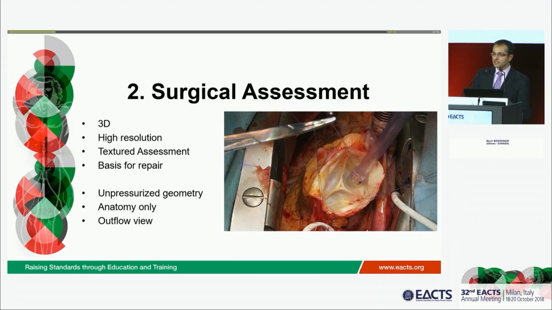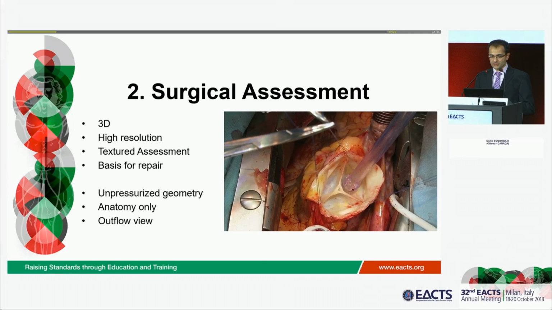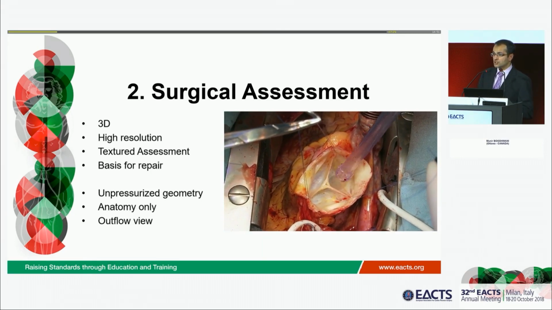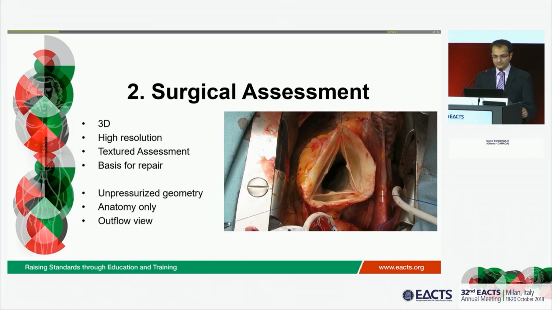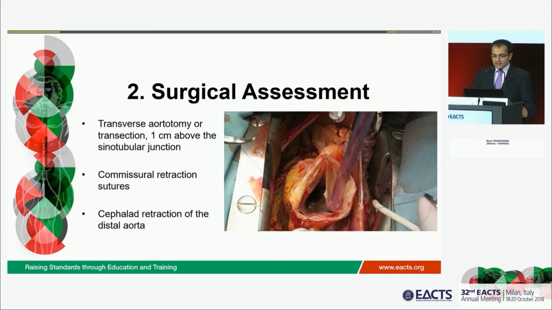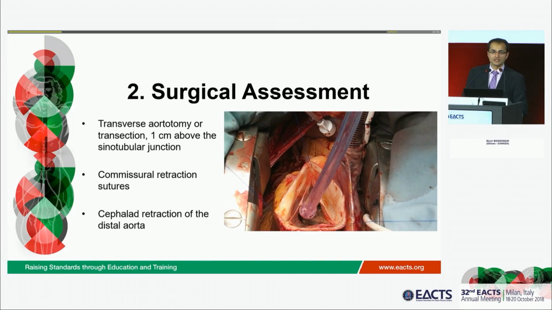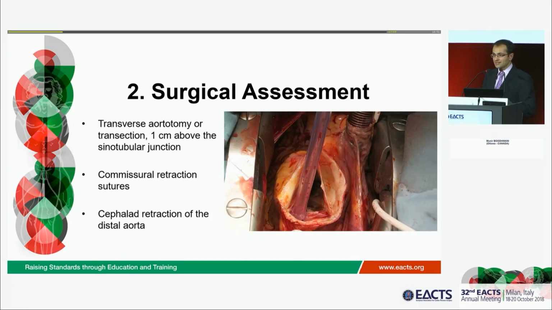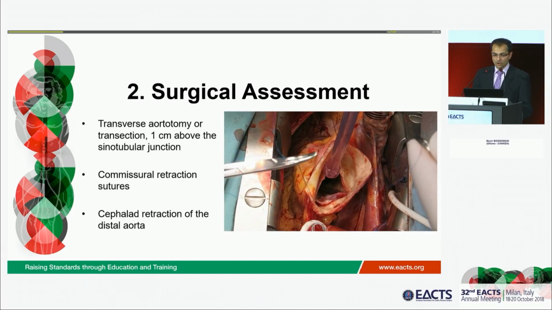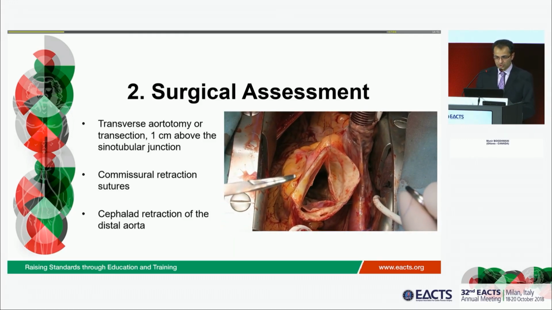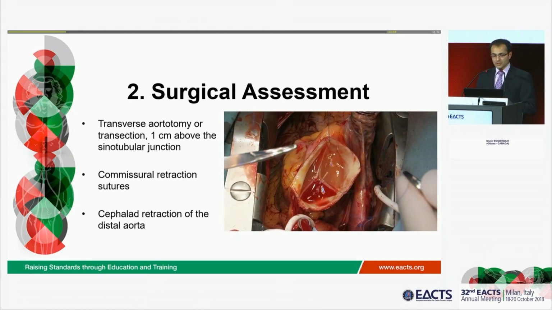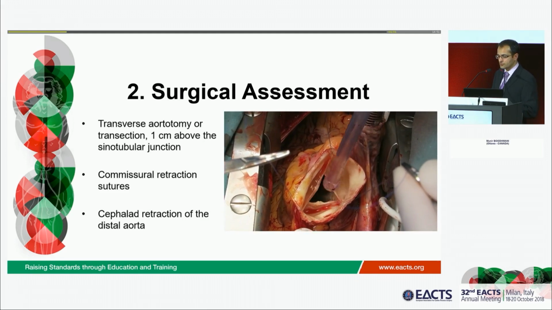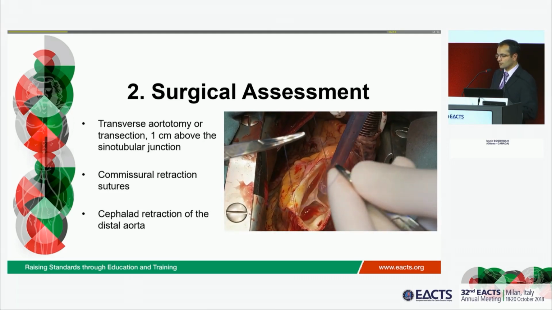However, it is limited by the fact that we're looking at unpressurized geometry. We're looking only at anatomy and not at function of the aortic valve, and we only have the outflow view available to us for the aortic valve. Surgical assessment requires aortotomy and exposure, and the aortotomy or the aortic transection is performed typically 1 centimeter above the sinotubular junction. This is a transverse aortotomy. We place commissure retraction sutures at each commissure and then cephalad retraction of the distal aorta. With upward or radial or axial tension on our commissure sutures, we're able to mimic a distended aortic root and assess the valve leaflets.